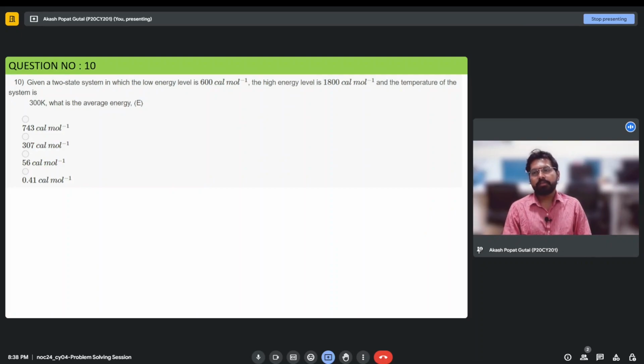Last question. Given a two-state system in which the low energy level is 600 calorie per mole and the high energy level is 1800 calories per mole, and the temperature of the system is 300 Kelvin. What is the average energy E? So we need to find out the average energy. Four options are given. Please try to calculate it. Take 2-3 minutes.